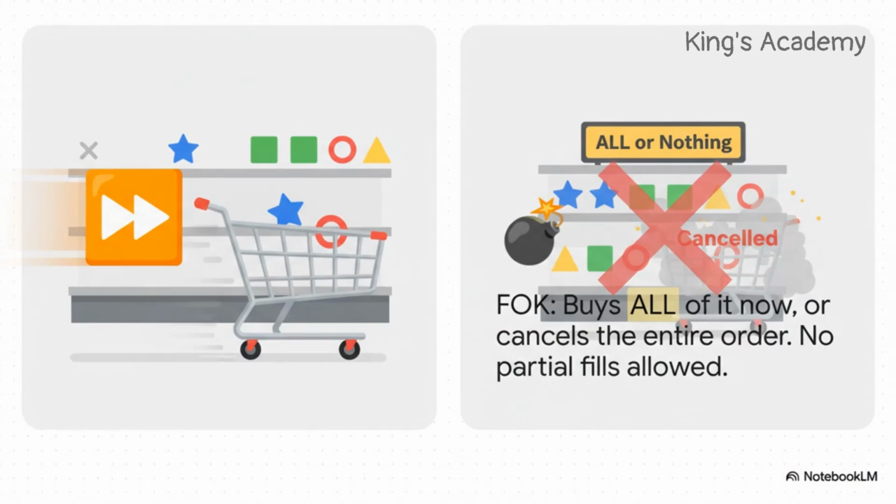Now for a couple of the more advanced types you might bump into: IOC and FOK. Think of these as high-speed, right-now commands. Immediate or cancel, or IOC, says, hey, get me as many shares as you can this very second, and just cancel whatever's left. Fill or kill, or FOK, is more demanding. It's an all-or-nothing deal. It says, if you can't get me my entire order right now, forget the whole thing. These are pretty specialized, but it's good to know they're in the toolkit.